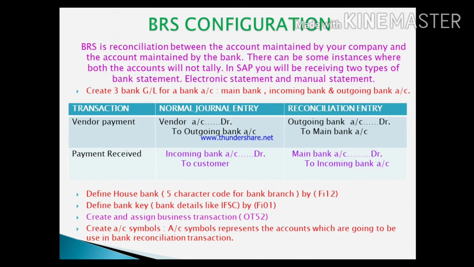In SAP, you will be receiving two types of bank statement. First is electronic bank statement and second is manual bank statement. So, before creating bank reconciliation, you should know that one bank account has 3 GLs. For each bank account, you have to create 3 GLs. First is for main bank GL, second is for incoming bank GL, and third is for outgoing bank GL. So first of all, we will create 3 GLs for each bank account.